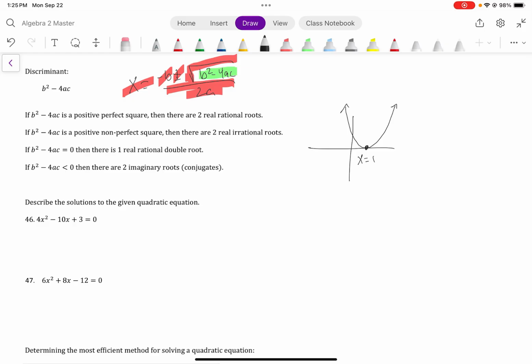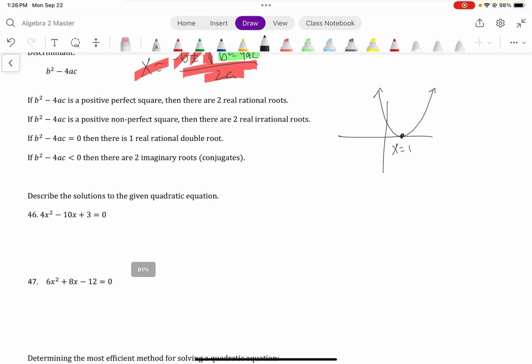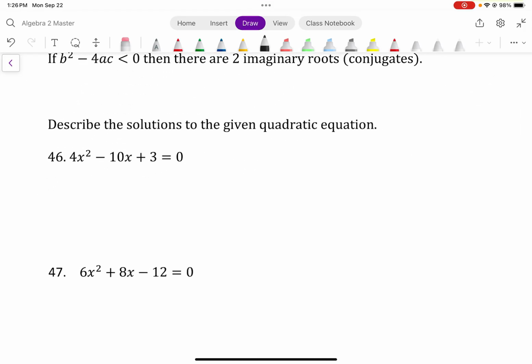And if b squared minus 4ac, if the discriminant is negative, you're going to have 2 imaginary roots. You're going to have 1 conjugate pair, but 2 imaginary roots. Your graph just didn't cross the x-axis. So for these ones, it doesn't say to solve. It says describe the solutions to the given quadratic equation.